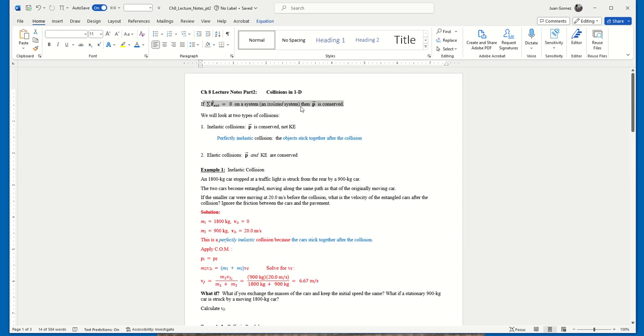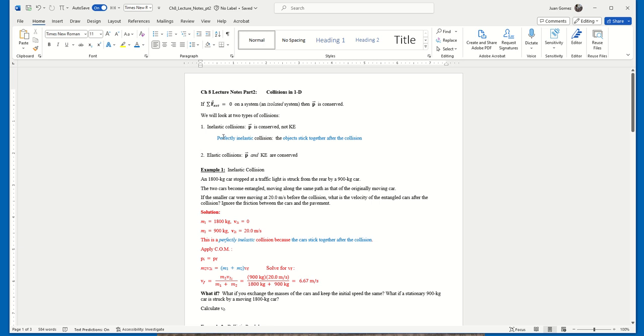We're now looking at collisions in one dimension, and we're going to look at two types of collisions. One type is an inelastic collision, and the second type is an elastic collision. Well, what distinguishes the two? An inelastic collision is one where only momentum is conserved, but not the kinetic energy. And inelastic collisions in the real world are the most common.